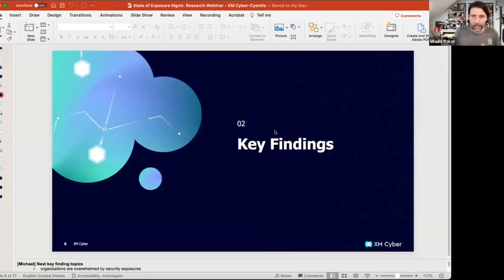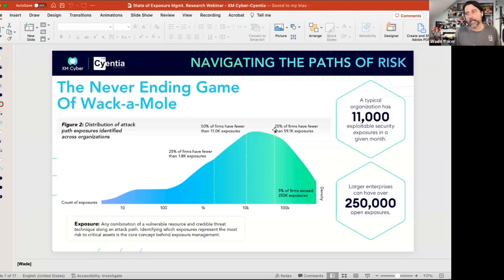We did a little bit of looking at that, and a couple of highlights. In a typical organization, we found about 11,000 exposures. An exposure is basically some kind of vulnerable resource and a technique that can exploit it. And if you chain those together, then you have a path. I think a lot of exposure management is treating those exposures as individual things, right? I need to go fix these 11,000 things or some subset of them.